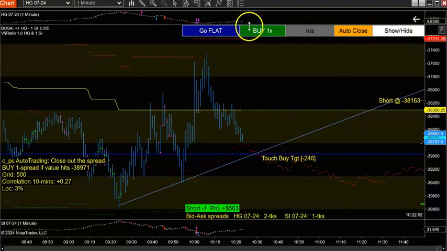So I have a little interface here. Do you see my go flat, buy, auto close, show hide buttons? This is our trading interface. You can't really use chart trader in this instance because it's on two different instruments. So we developed basically a custom toolbar to enter long or short in the market.